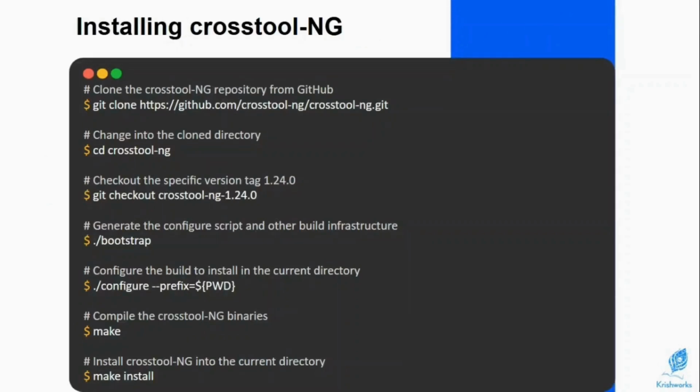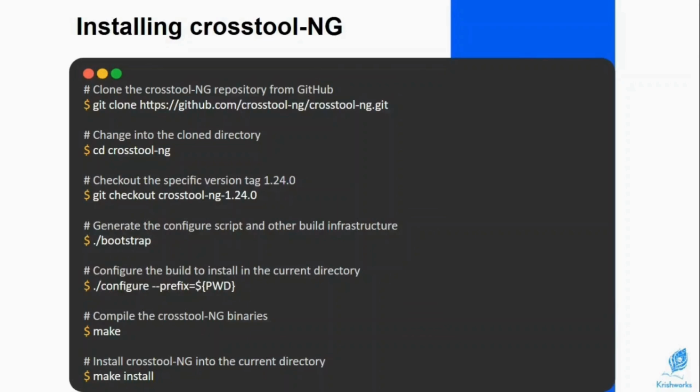Installing crosstool-NG. Here's a quick snippet of the installation process. You can feel free to take a screenshot of this. So first we'll have to clone the crosstool-NG repository from GitHub. Then change into the cloned directory. Check out the specific version tag, that is 1.24.0. Then generate the configure script and add a build infrastructure.